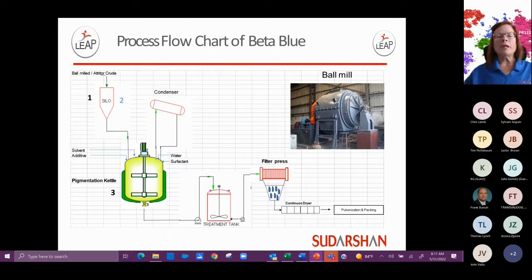And for the process here, as I mentioned, the crude is ball milled to reduce the size. That's the key step for the beta blues. And then that reduced size crude is brought into the pigmentation kettle, where it's first mixed with solvent and additives to start to grow the crystals. Then the solvent is removed, and water and other surfactants and additives are added, and that is then transferred over to the treatment tank, where that final pigment is then cleaned up and filtered and dried and pulverized.